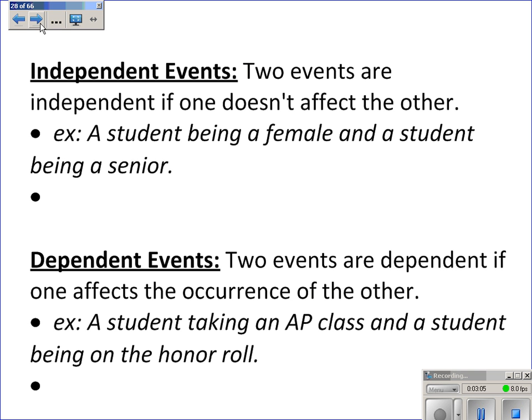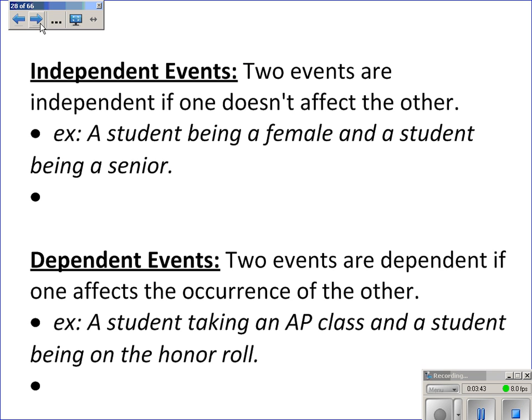We'll learn how to look at two events and their probabilities and see if they are independent or not. Dependent events are two events where one occurring affects the other one occurring. A student taking an AP class and a student being on the honor roll are probably not independent. I'm sorry, they're probably dependent events. If a student is taking an AP class, that'll change your belief about whether that student's on the honor roll or not. So those are two dependent events, because if you know that one occurs, it'll change your guess about the other occurring.